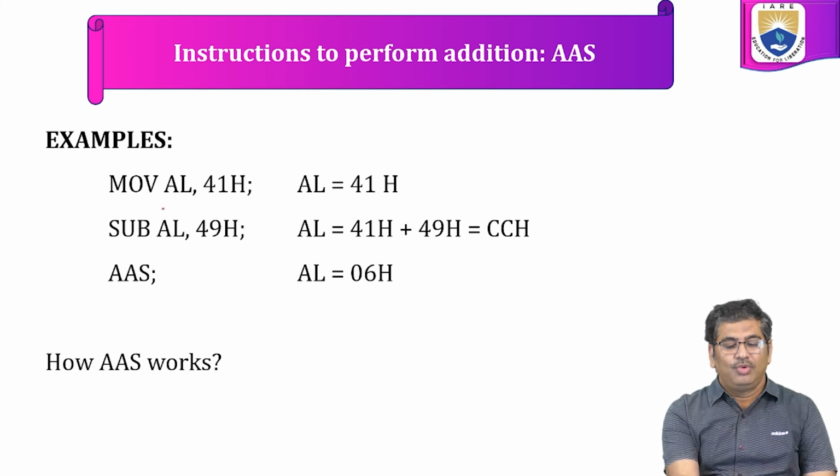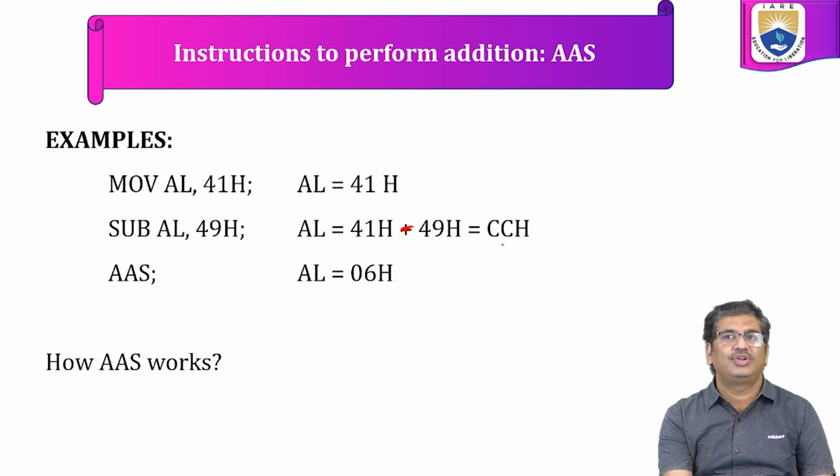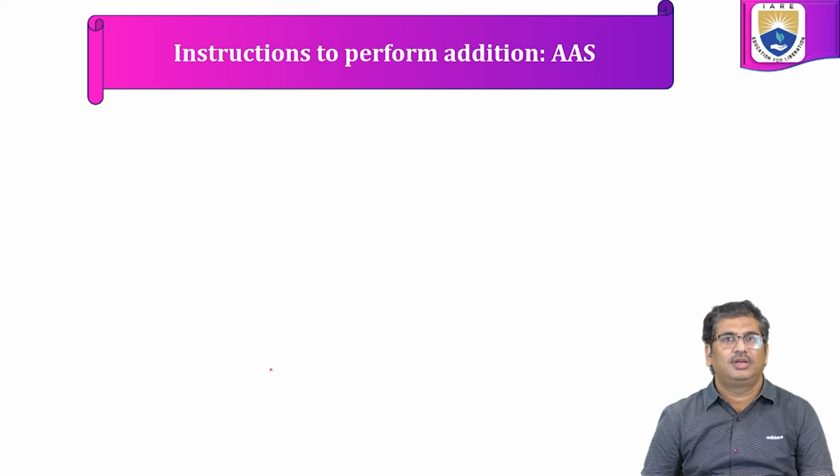Example, move AL comma 41H, sub AL comma 49H. 49H will be subtracted from 41H, which is going to result in CCH. If you perform the AAS instruction, the AL contents will be changed to 06H. Now we will see how this AAS instruction will work.